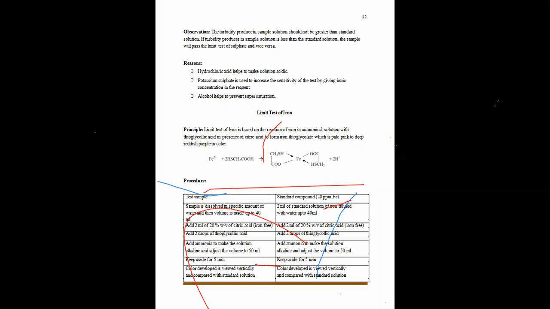Here, sulfuric acid is added to make the reaction mixture acidic. Potassium sulfate is used to increase the sensitivity of the test by giving ionic concentration in the reagent. And last, alcohol helps to prevent the supersaturation of the reaction mixture. So in this way, we are going to do the limit test of sulfate ions.